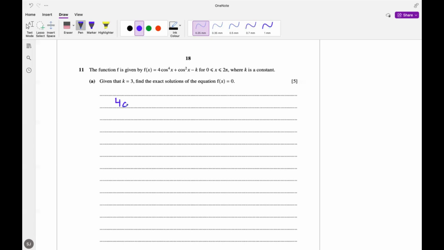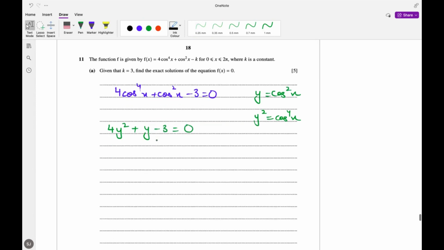So the equation will be 4 cos^4 x plus cos^2 x, and in place of k, we'll write 3, equals 0. Now to make this equation simpler, we can use a substitution like y equals cos^2 x, which means that y squared will be equal to cos^4 x. So this equation will become 4y squared plus y minus 3 equals 0.